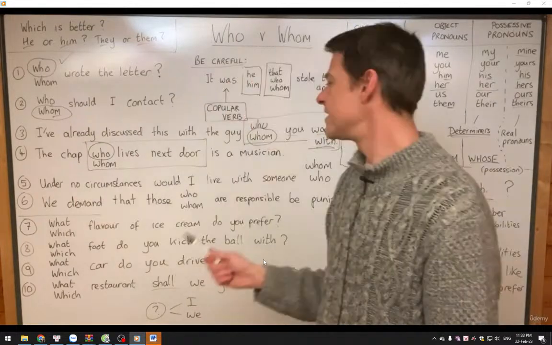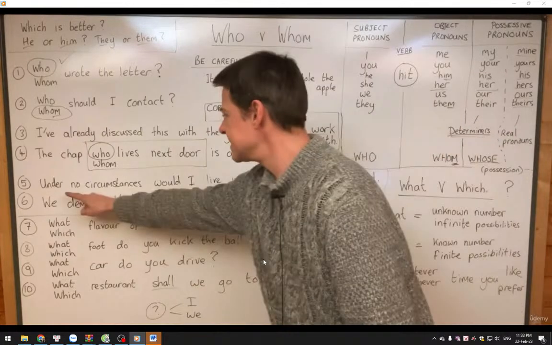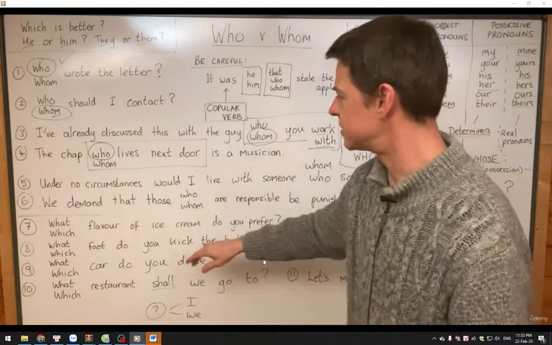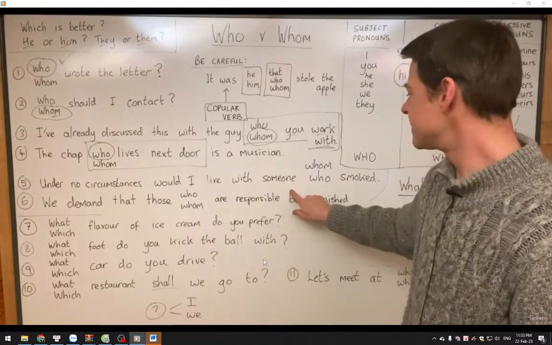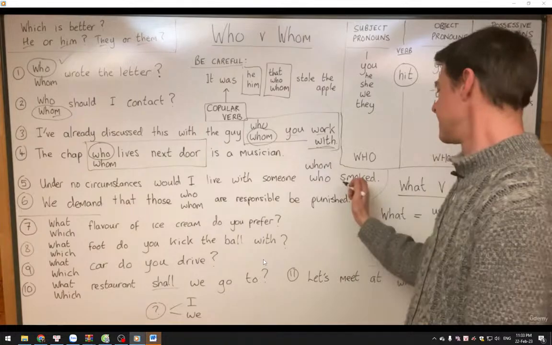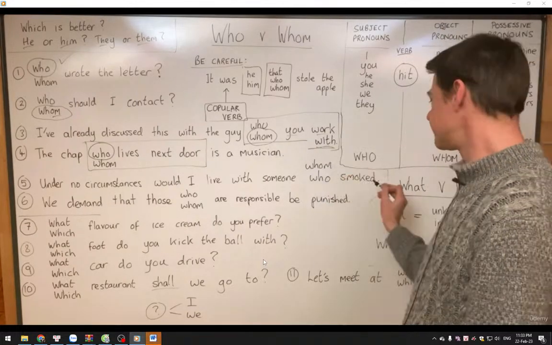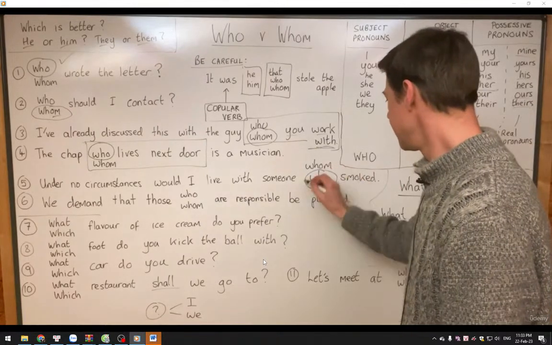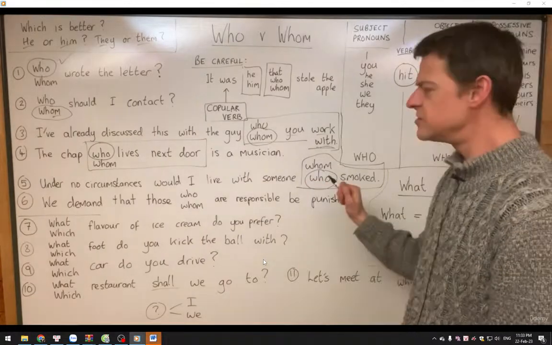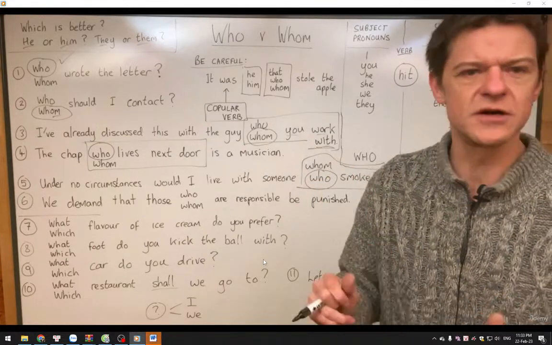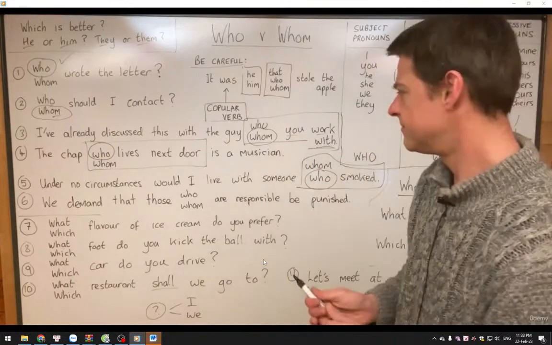Number five, under no circumstances would I, don't forget inversion, yeah, this is a negative adverbial, so we use inversion. Under no circumstances would I live with someone, and look at that vague pronoun, someone who or whom smoked. Well, we would say he smoked, not him smoked. So it's who. And notice that this is the relative clause. It's a defining relative clause again. Yeah. So you see relative clauses all the time. Don't ignore them. Make sure you've got a good grasp of them because it will make writing much easier.